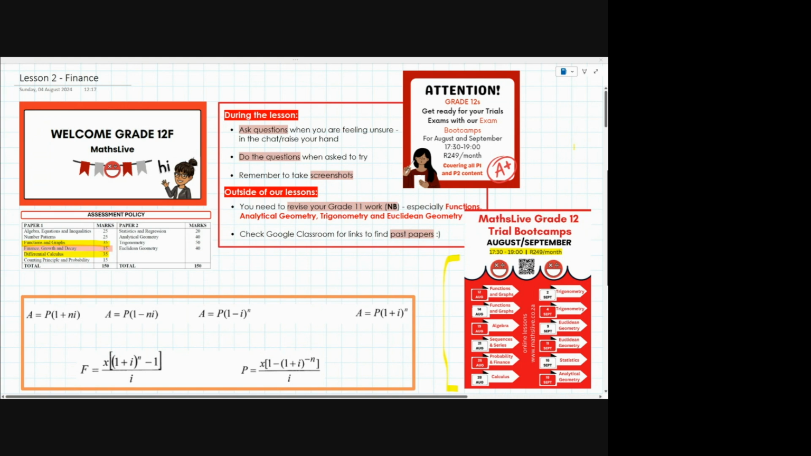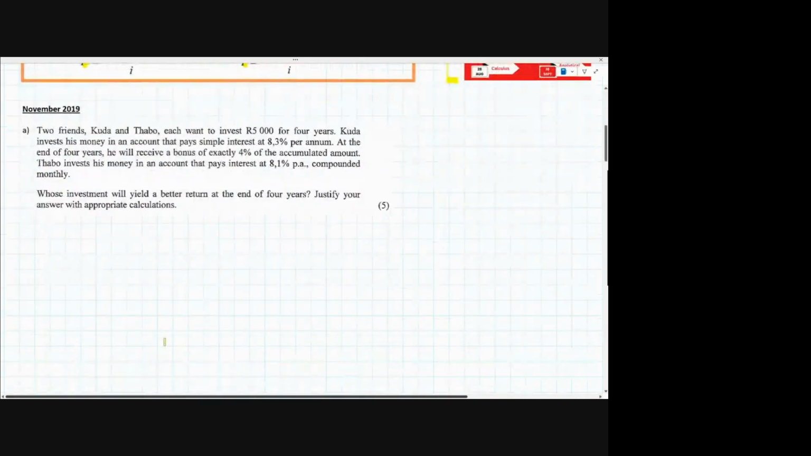Again, we're going to look through some past paper questions working with more specifically the grade 12 formulas. So more specifically your future value formula as well as your present value formula. Reason being is because, as I explained on Monday, the first question that you get in finance is generally just a basic compound or sometimes simple interest question, which this one is.